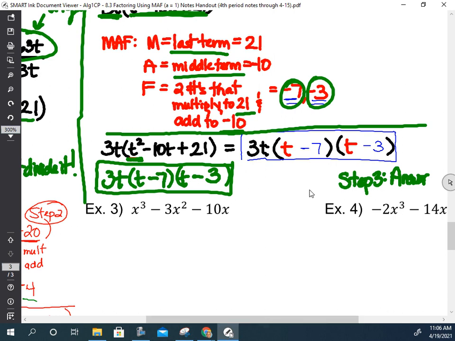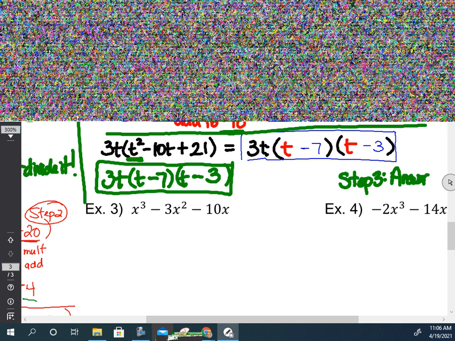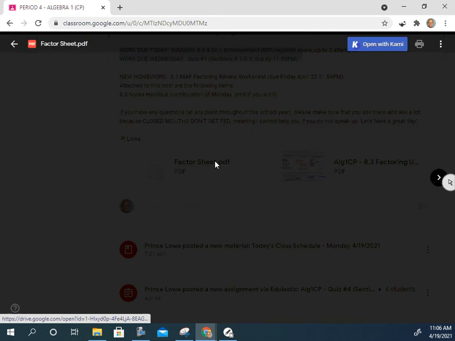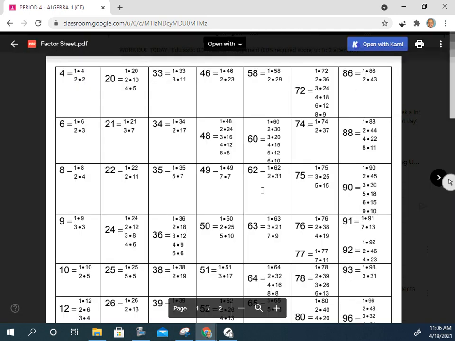So again, it's the same 3 steps: GCF, MAF, write the answer. The main thing is, you've got to put in some work, especially if your multiplication skills are not that good. So just a reminder on that. The same place you got the notes from, there was a factor sheet listed right there to help you with figuring out what multiplies to what. So the help is there. You have to take advantage of it.